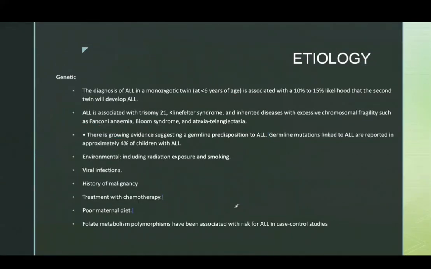Next thing, what is the etiology? The etiology which I am going to give you right now is the same for nearly all the four cancers we are going to see. Okay, it's the same for all the four. The very high risk for any condition, let it be cancer or rheumatological condition, is the monozygotic twin.